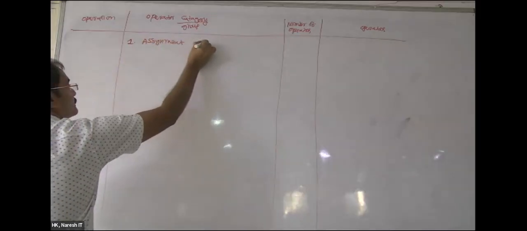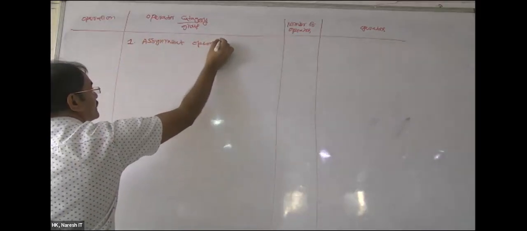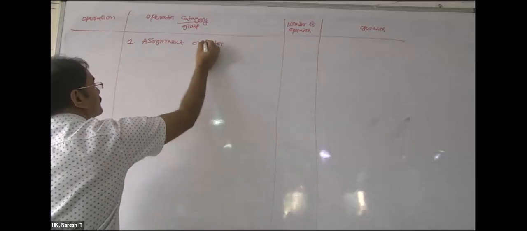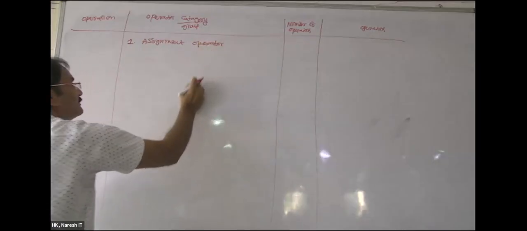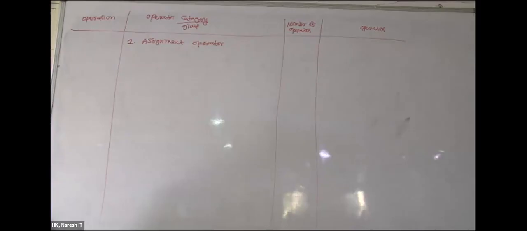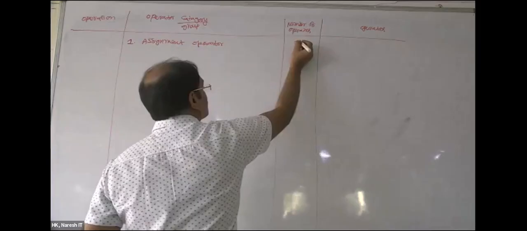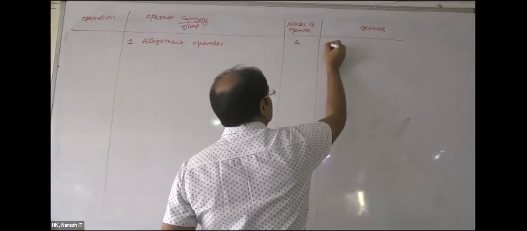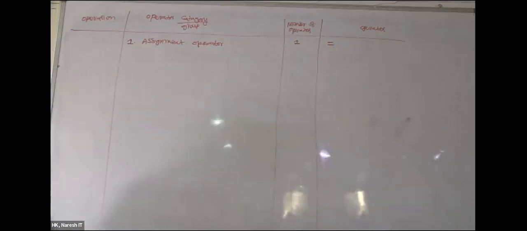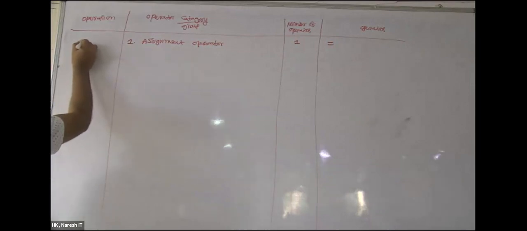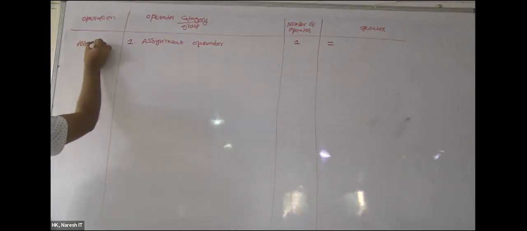First, assignment operator. Don't copy from the board. That is a bad habit. You should question yourself and try to recollect. If you are unable to recollect, then only look at the board. Assignment operator. Number of operators: 1, equal to, single equal to. What operation does it perform? Assignment.